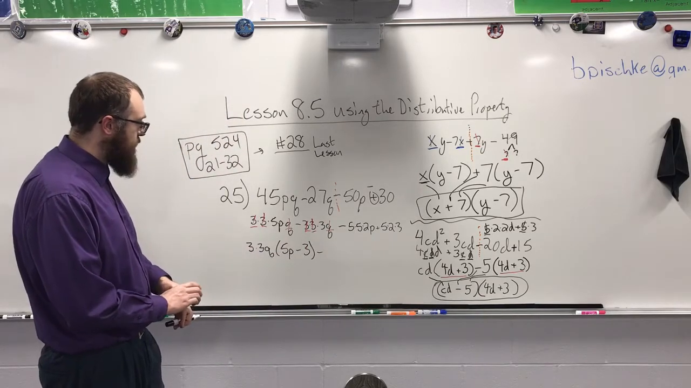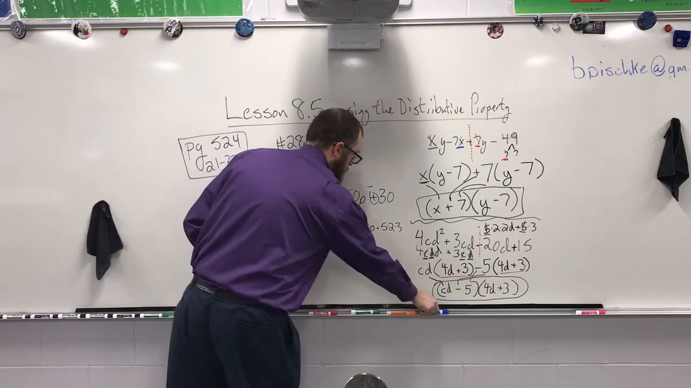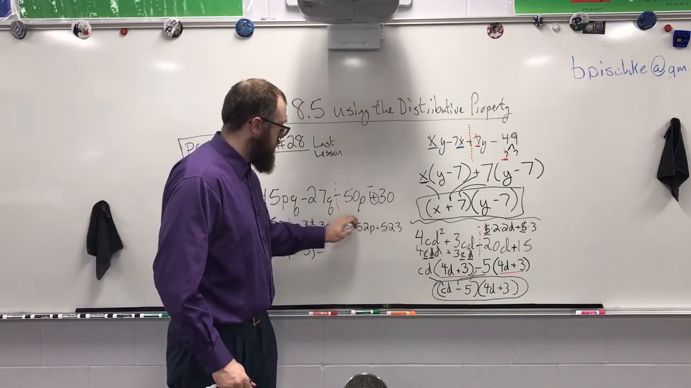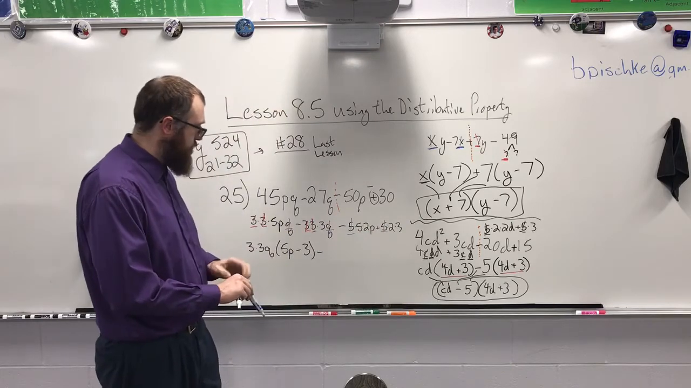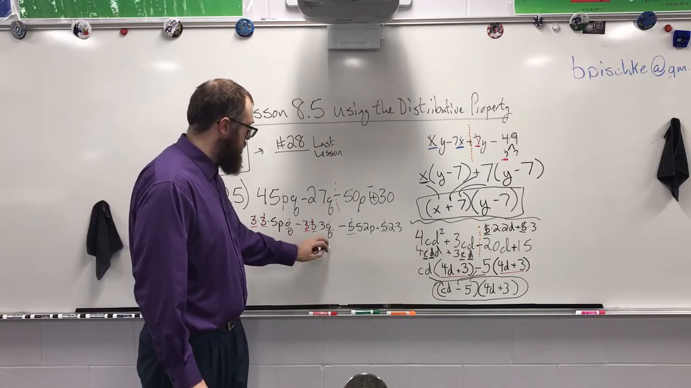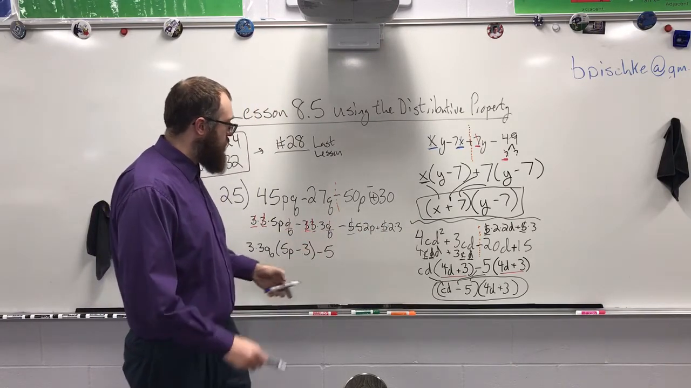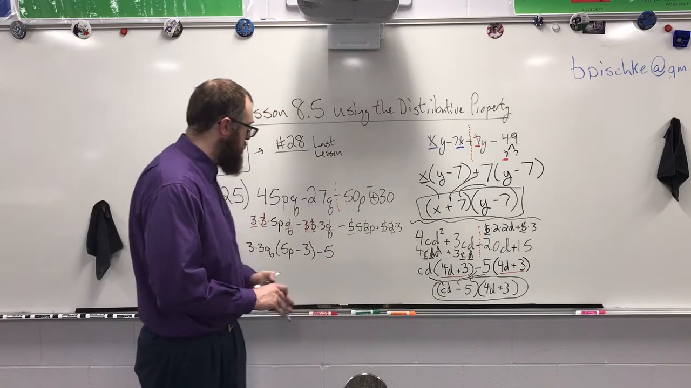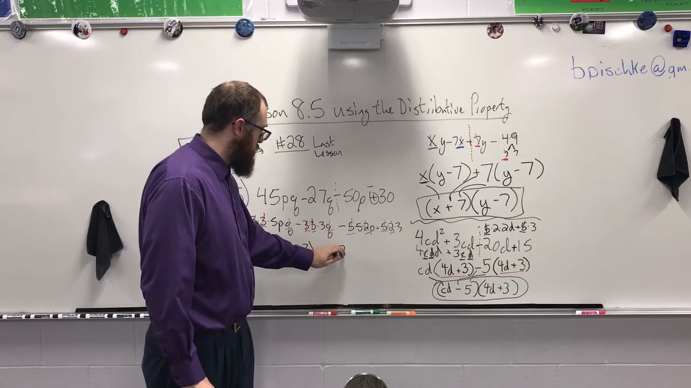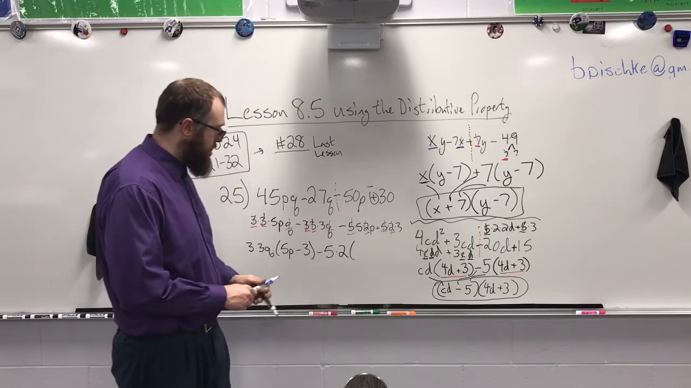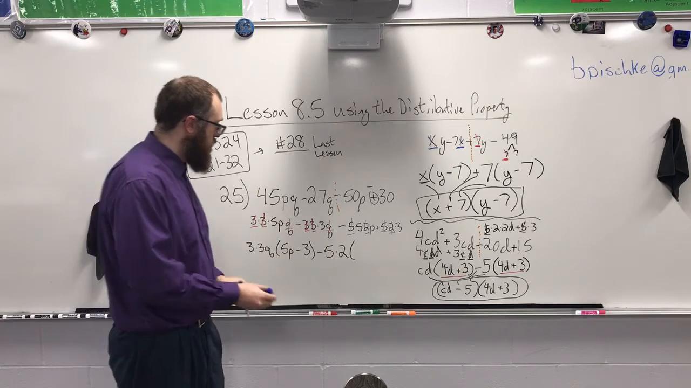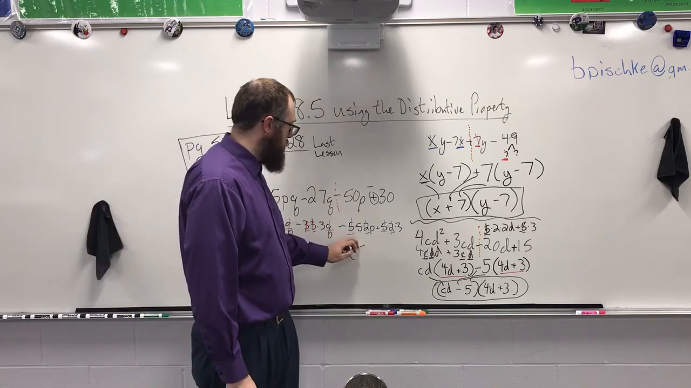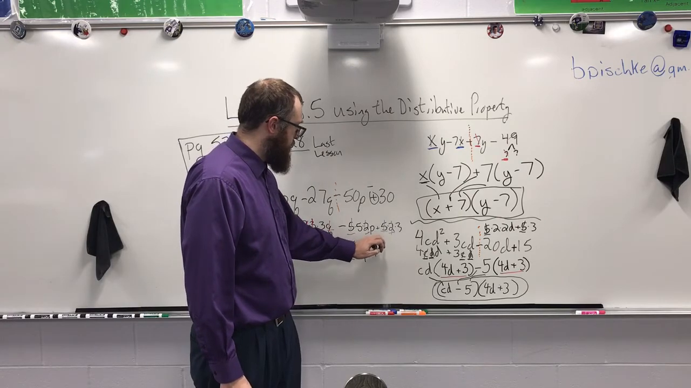Alright, let's take a look at this second guy. I have a 5 in both terms, so I'm going to go ahead and take that 5 out. I have a 2 in both terms, so I'm going to go ahead and take that 2 out. That's all I have in common in both terms, so I'm going to write what I have left, which is 5p plus 3.